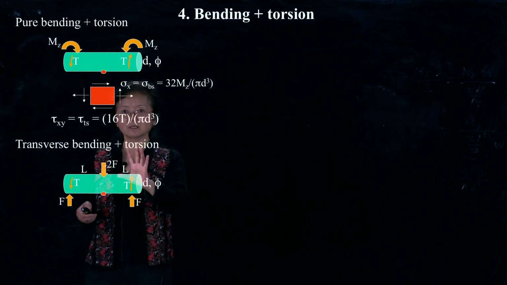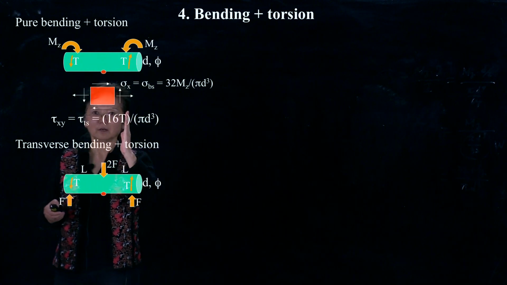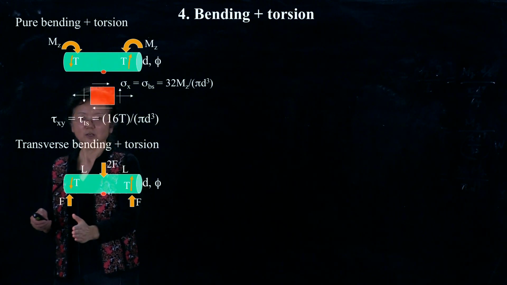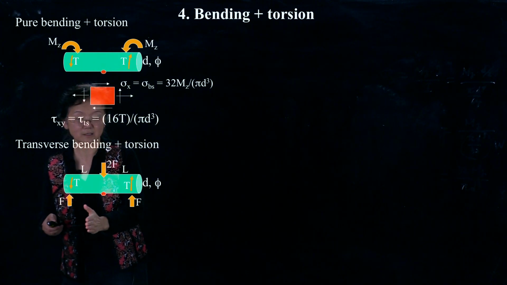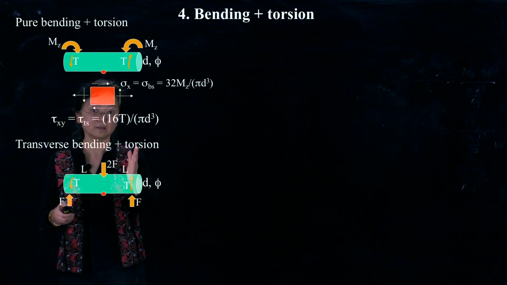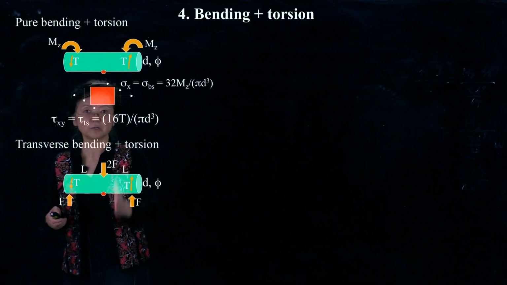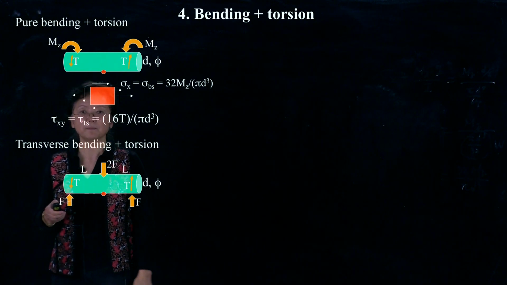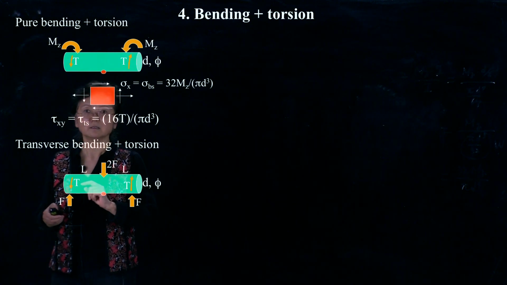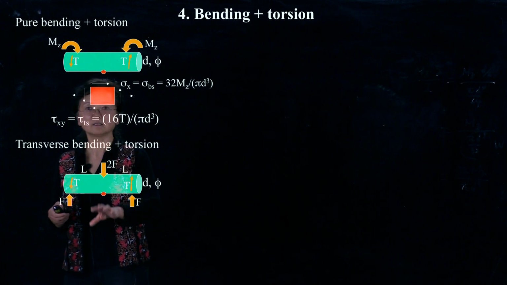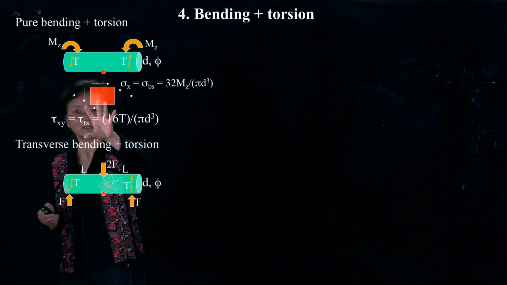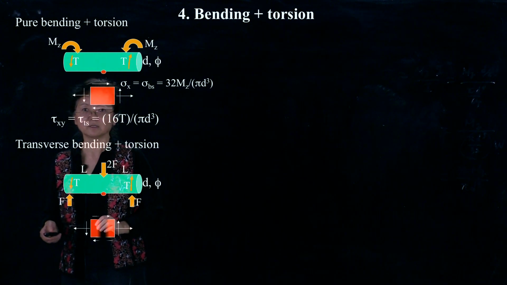Now, at each cross section we are not going to see the same thing, because we have a transverse loading case. The moment at each cross section is different. But this red dot should show us the same stress state as the one we see from the top case, which is like this.